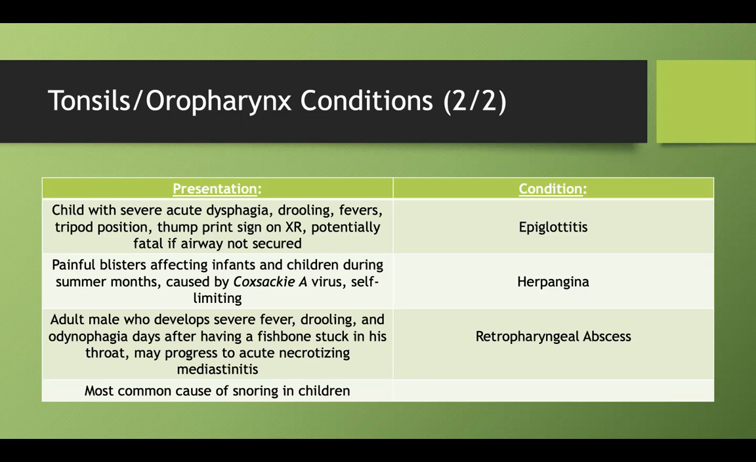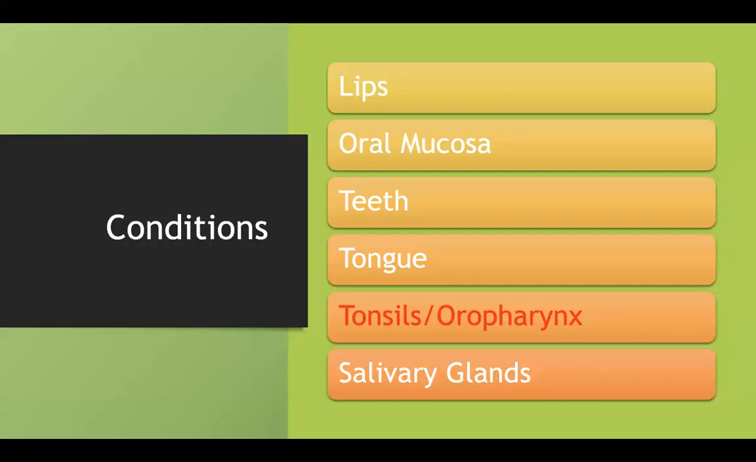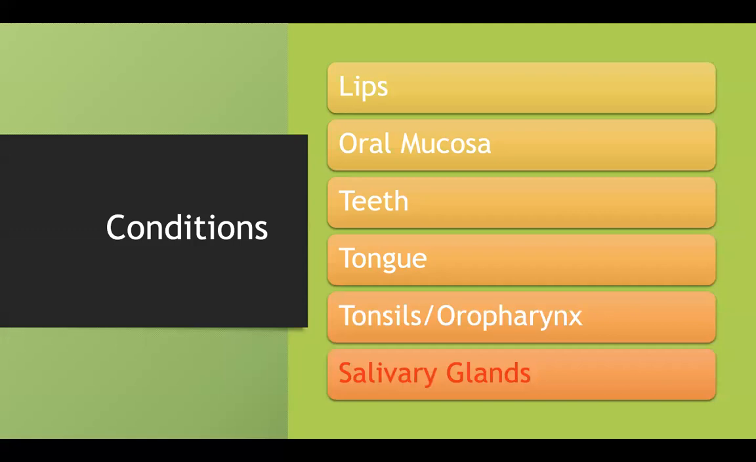Most common cause of snoring in children. Anybody know? This might be on your peds shelf, otherwise it's useless. Tonsillar hypertrophy. So your tonsils can get too big, can cause snoring. And sometimes that's why they remove them.